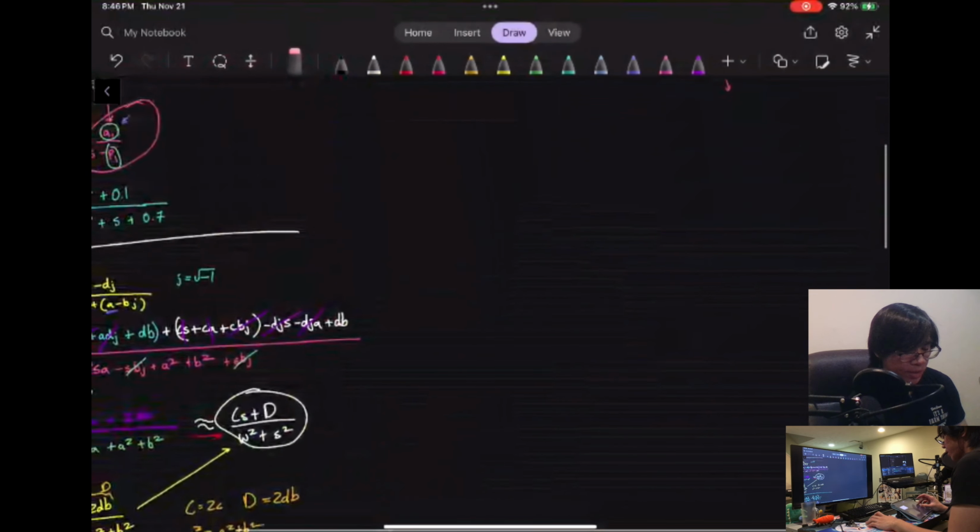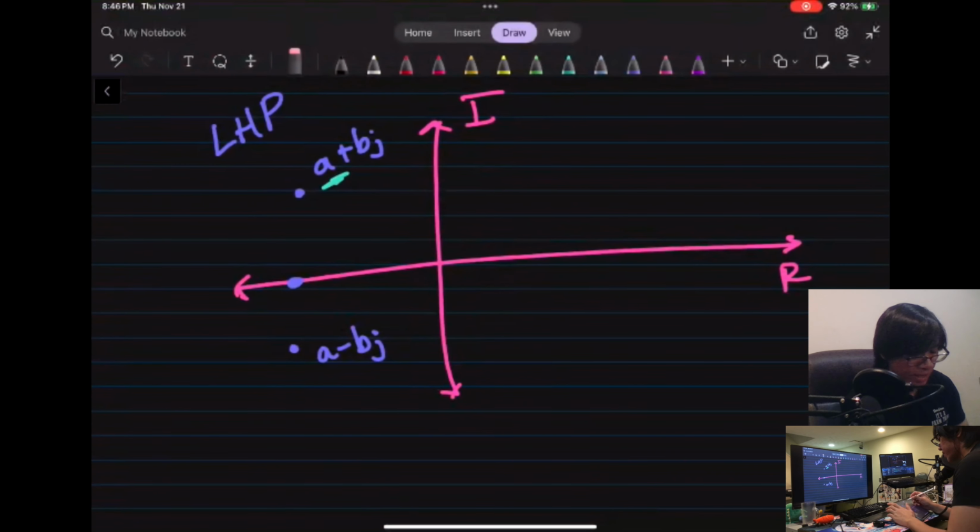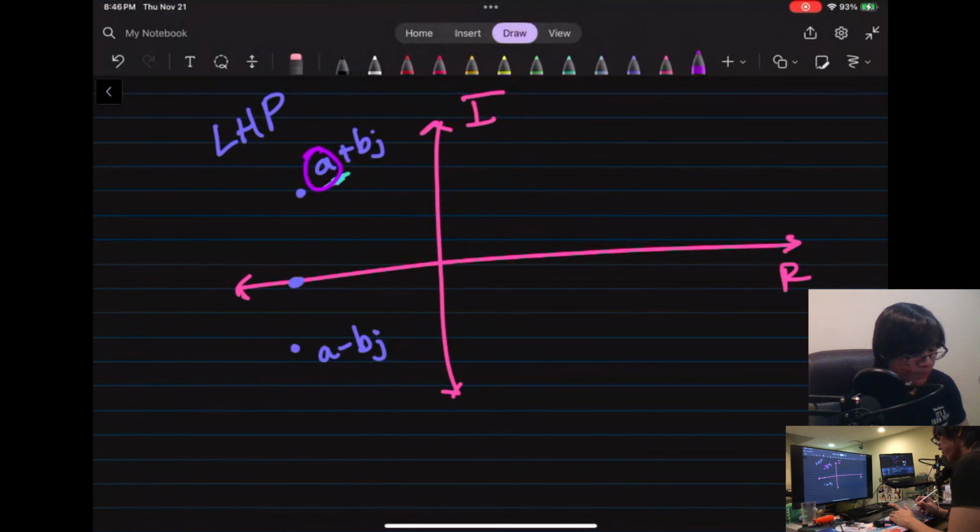And the same thing goes for here. I see where I was trying to mistake it. So this a is actually negative, since you notice that the a is the real portion, and the bj's are the imaginary. So a is on the left-hand side of 0. That's why it is correct in saying negative for the left-hand pole.